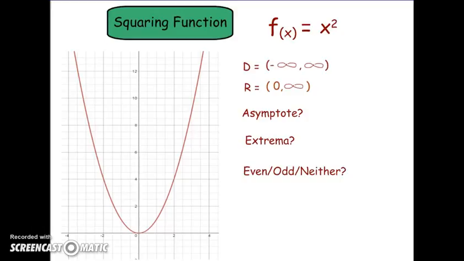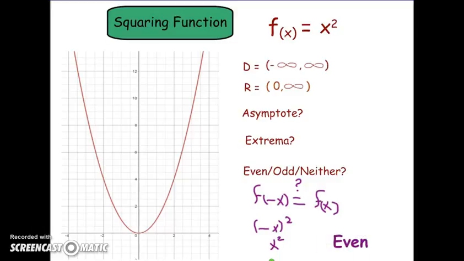But let's practice doing it algebraically. To check whether a function is even or odd, we would ask ourselves, is f of negative x equal to the original function? So plug negative x into the squaring function and simplify. The negative of x squared is x squared, and that's the same thing as the original function, so it is even.